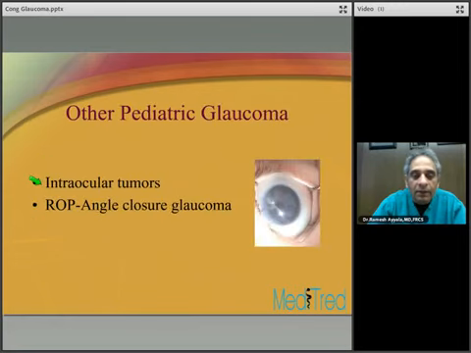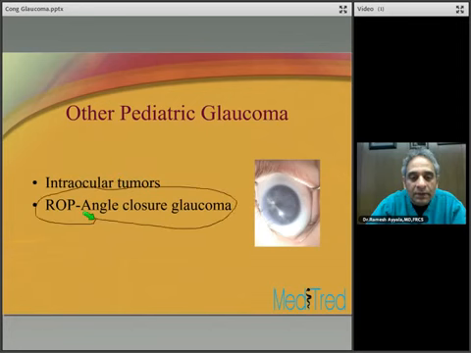There are a host of other pediatric glaucomas, conditions that are associated with intraocular tumors or retinopathy of prematurity. The ROP glaucoma is because of angle closure glaucoma. Just to complete the discussion here, I would encourage you to read Chandler and Grant's new edition textbook if you want to gather more information on these pediatric glaucoma syndromes.